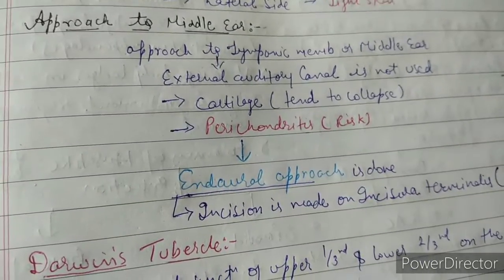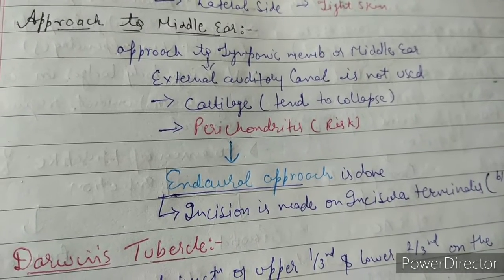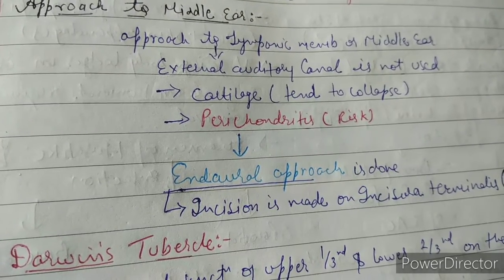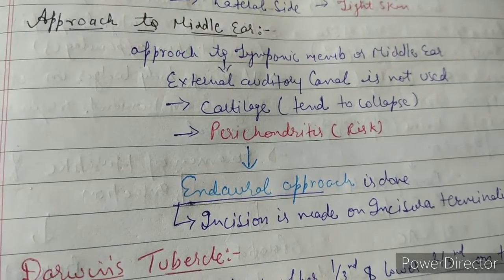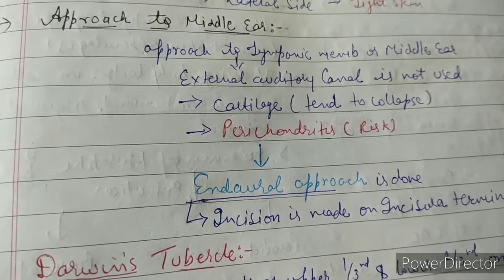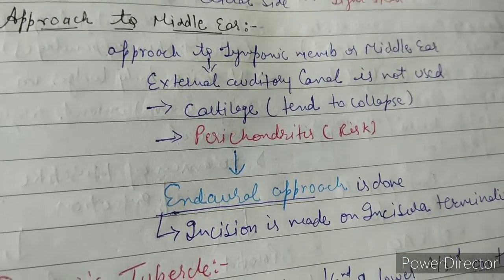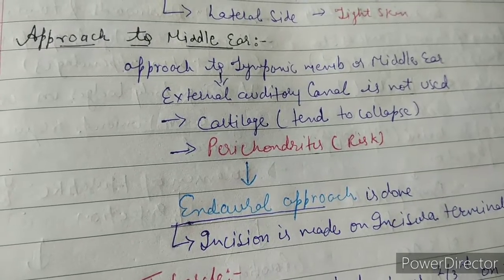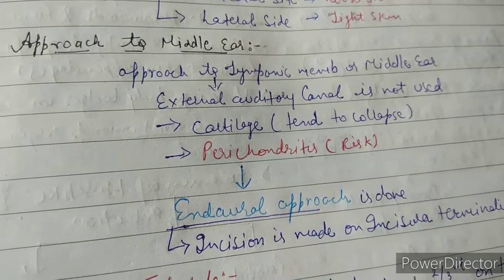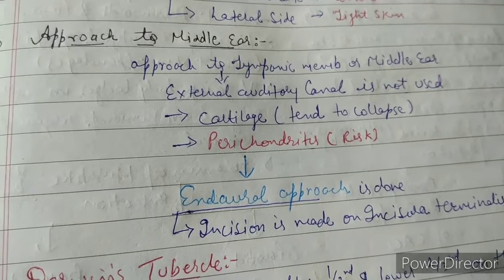Now, how to approach the middle ear? First of all, the approach to the tympanic membrane or middle ear. Guys, just listen to this: directly we do not go from the pinna to the external auditory canal, then to the tympanic membrane. Why? Because, as we have seen, the initial one-third of the external auditory canal is made of cartilage, which tends to collapse, and there is a high risk of perichondritis. So that's why we do not go through this approach.